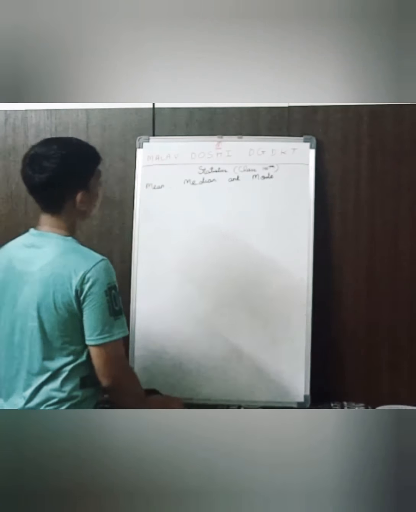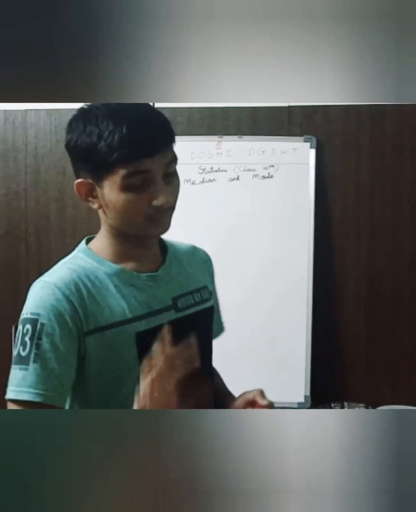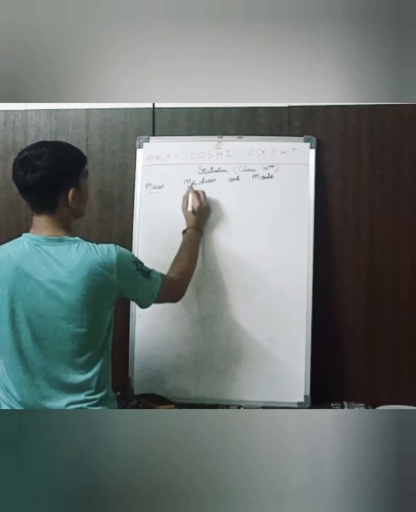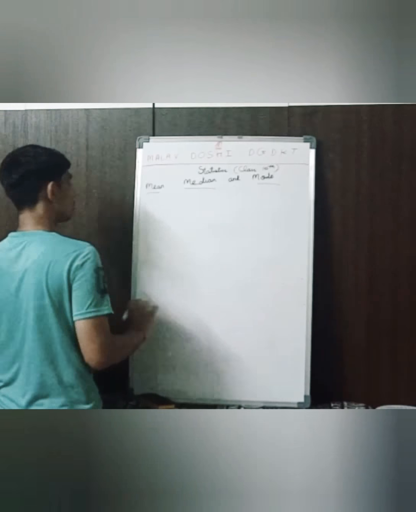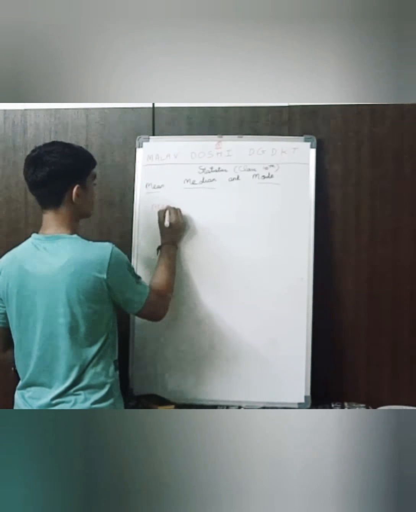There are three types of averages. Average does not mean only taking the sum of the numbers and dividing by the number of terms. No, there are three types of averages. First is mean, second is median, and third is mode. So let me write just an overview or a map of it.